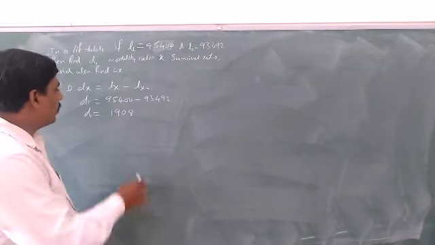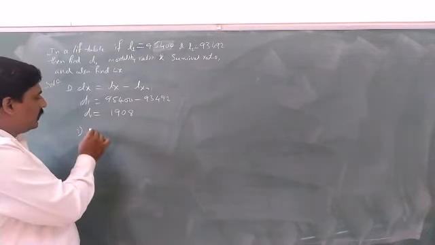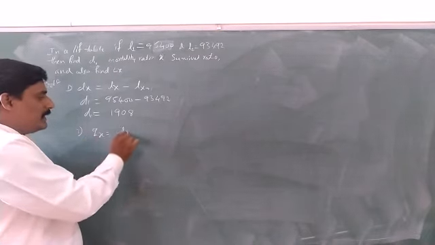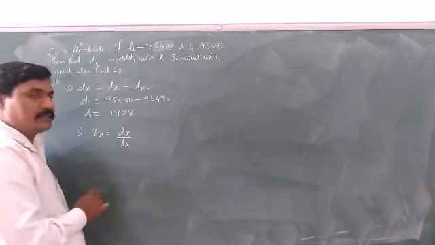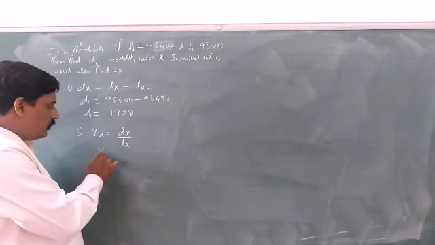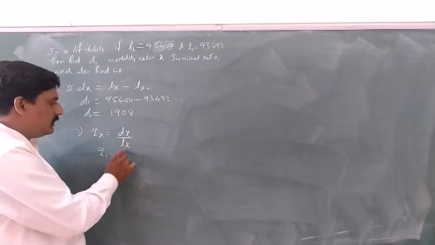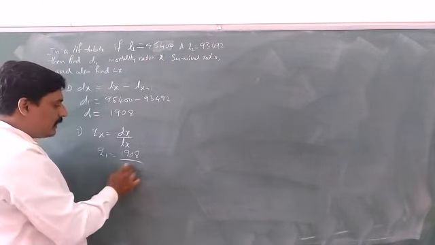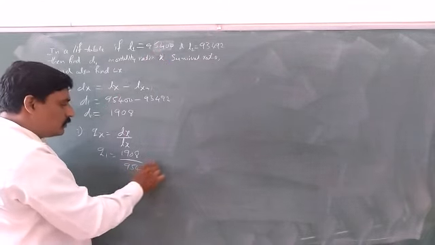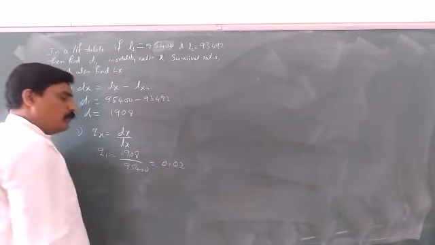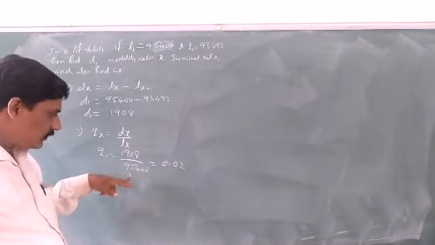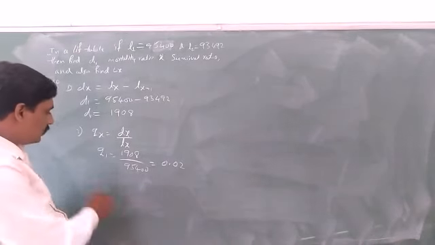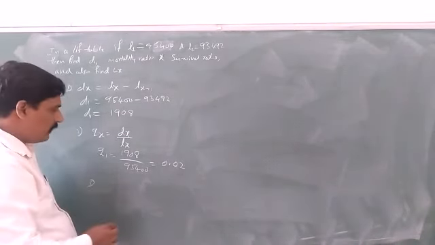Second, what do they ask? The mortality ratio. The mortality ratio is nothing but qx. Qx is equal to dx divided by lx. So q1 is equal to d1, that is 1,908, divided by lx, which is 95,400. So 1,908 divided by 95,400 gives 0.02. Next, the third question is the survival ratio.